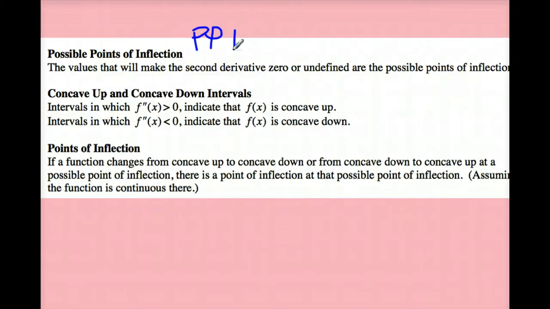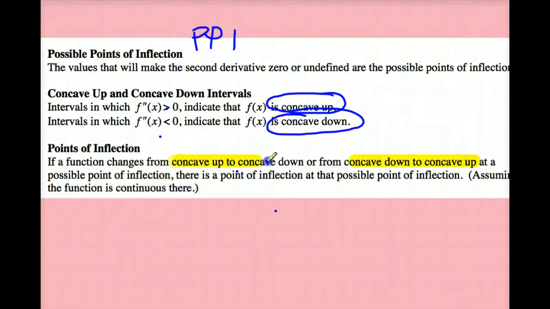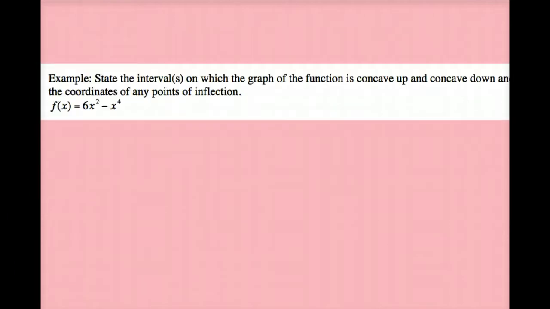Concave up and concave down work the same way we did increasing and decreasing, except anytime my second derivative is positive, that's concave up. Anytime my second derivative is negative, that's concave down. And a point of inflection is whenever it changes from concave down to concave up, or from concave up to concave down. If it goes from concave up to concave up, there is no change, so it is not a point of inflection. So let's do a practice problem to see how this works.